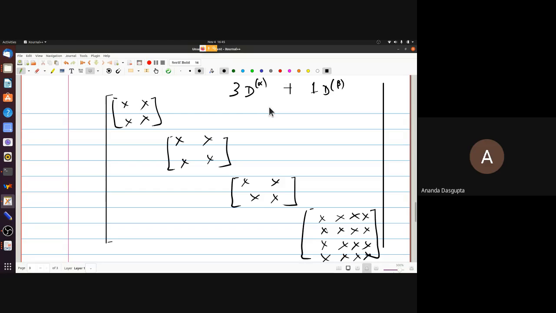So what will be the dimensionality of this representation? Or just think of the matrix. What will be the size of this matrix? It will be 10 cross 10, because 3 times 2 plus 1 times 4, right? So it's a representation on a 10-dimensional vector space.